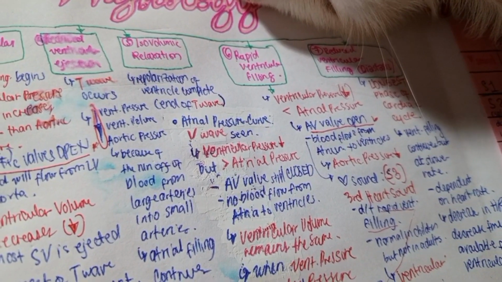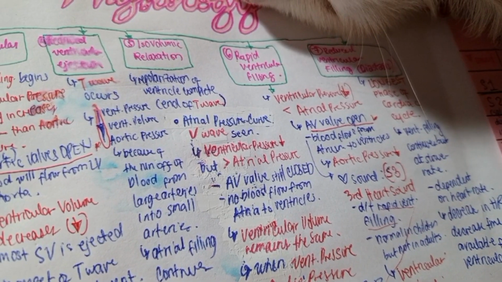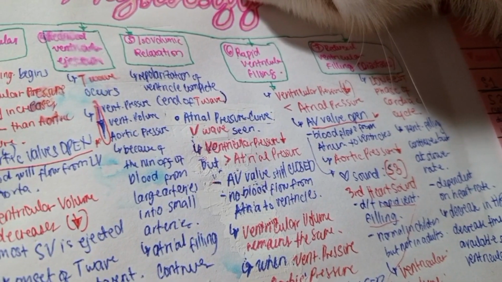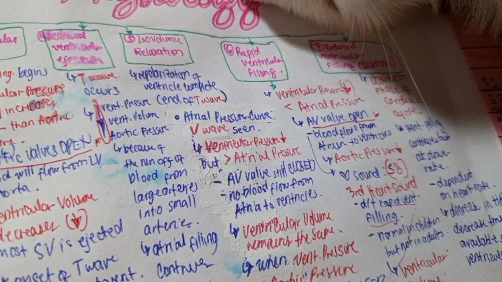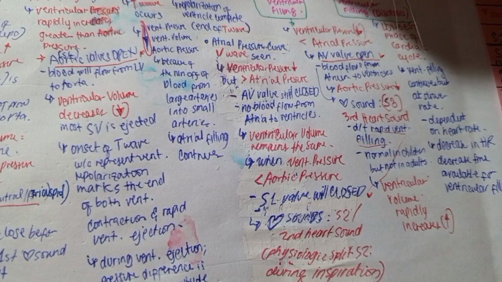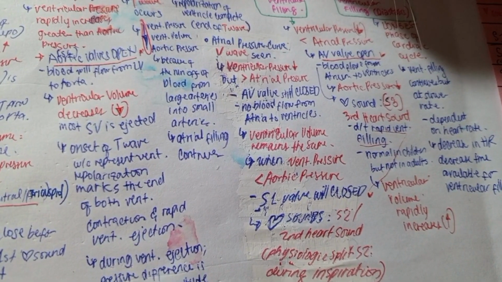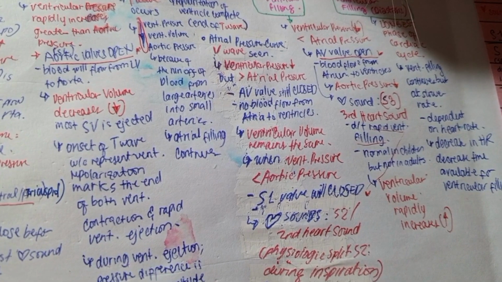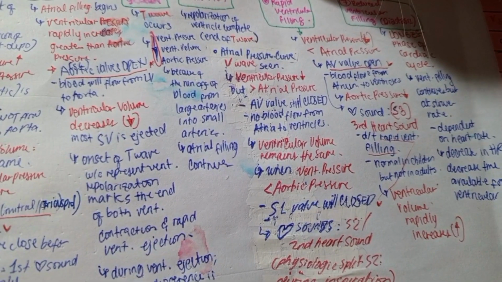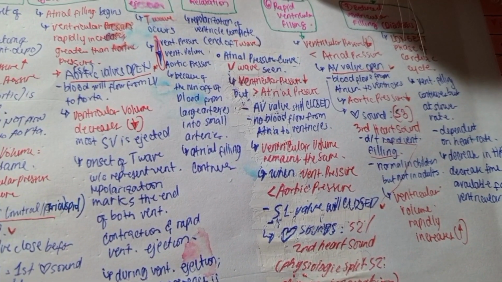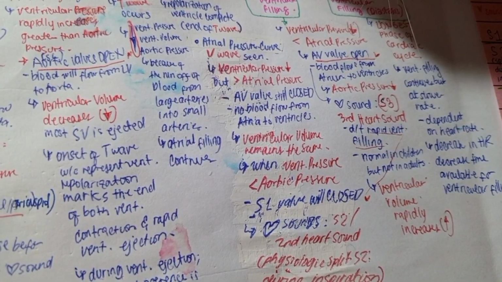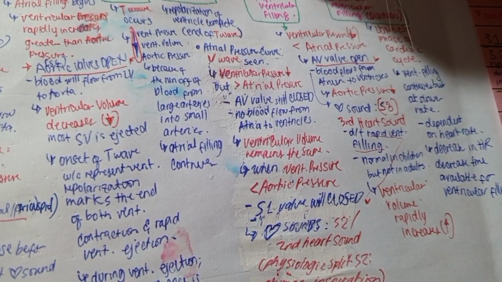The next phase is the rapid ventricular filling. The ventricular pressure here decreases to less than the atrial pressure. So during the rapid ventricular filling, where the ventricular pressure is less than the atrial pressure, the AV valve will open, and the blood from the atrium to the ventricles will flow, and the aortic pressure will decrease. The heart sound that can be heard during the rapid ventricular filling is the S3, or the third heart sound. The third heart sound can be heard due to rapid ventricular filling, and it is normal in children but not in adults. The ventricular volume here rapidly increases.